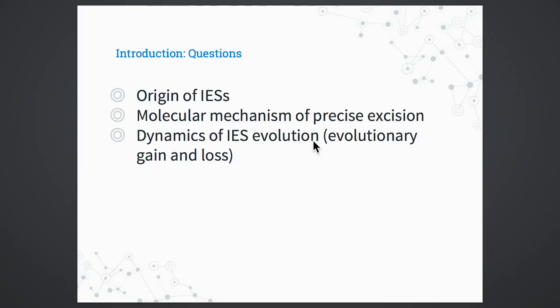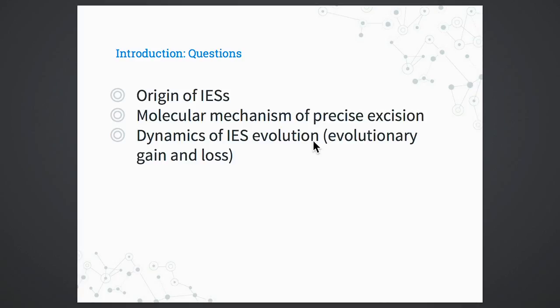unknown questions. So, for example, we don't know where IESs come from. There is a hypothesis that they are relics of ancient transposable elements that the cell managed to get rid of. Since they don't cause much trouble, they can still be there. There are many unknown questions regarding the molecular mechanism of the precise excision, how they can be targeted so effectively. Tens of thousands of IESs interrupting proteins are being excised and the cell is able to function.